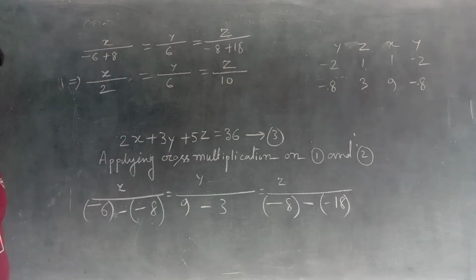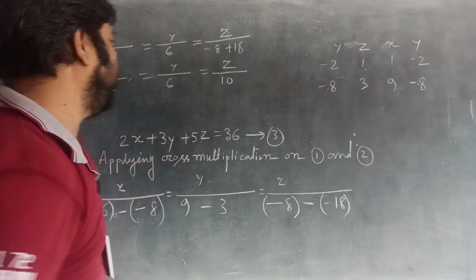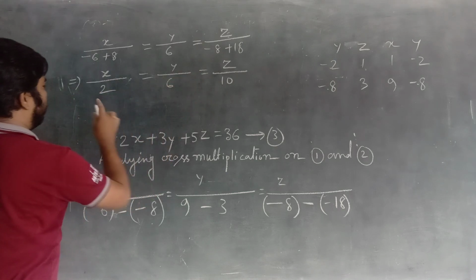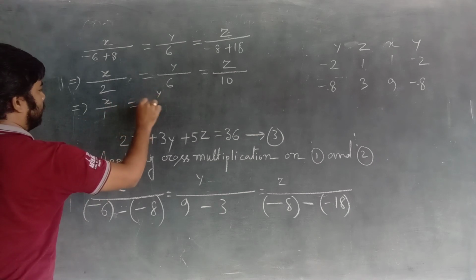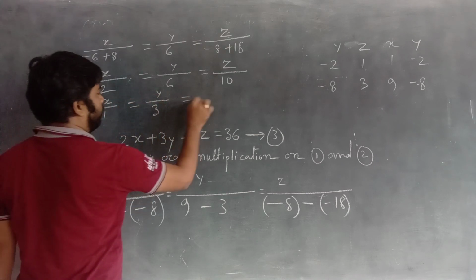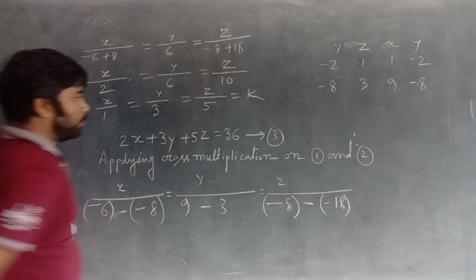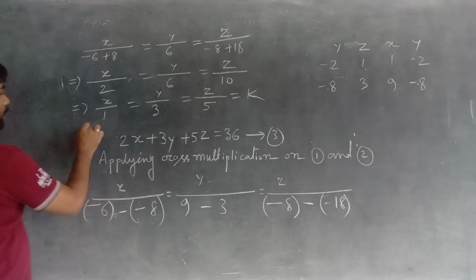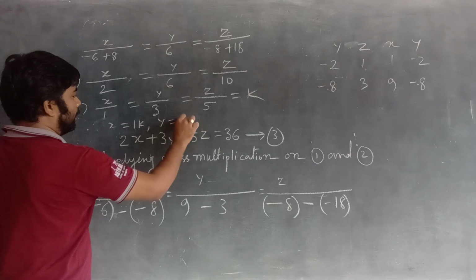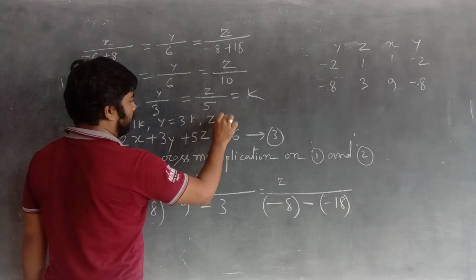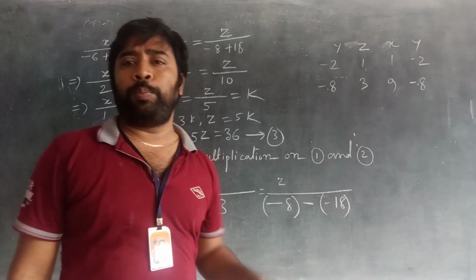I told you before also that if the denominators can be divided by some number, we shall divide. So all the numbers are divisible by 2, so let us divide. So this is x by 1, y by 3, z by 5. And let us consider this to be k. So what is x then? x is 1k, y is 3k, and z is 5k. Now if we can find the value of k and put it here, we shall get the values of x, y, z.